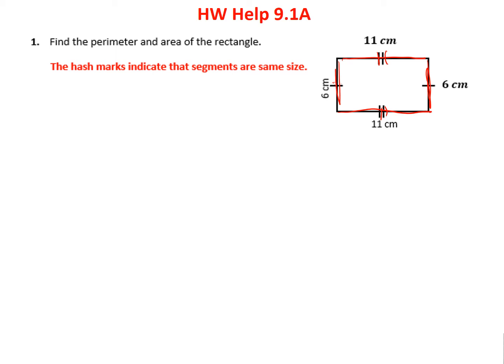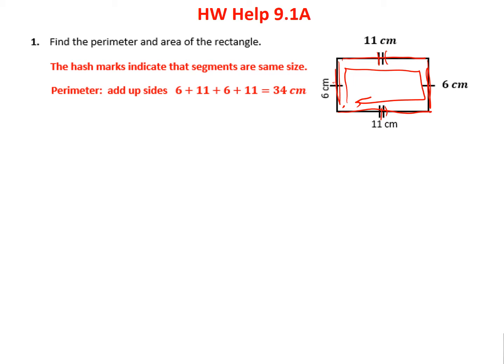So the hash marks indicate segments that are the same size. Now to find the perimeter, you remember that the perimeter is the distance around. Start at any point and walk around. How far do you walk? In this case it's 6 plus 11 plus 6 plus 11, or 36 centimeters.